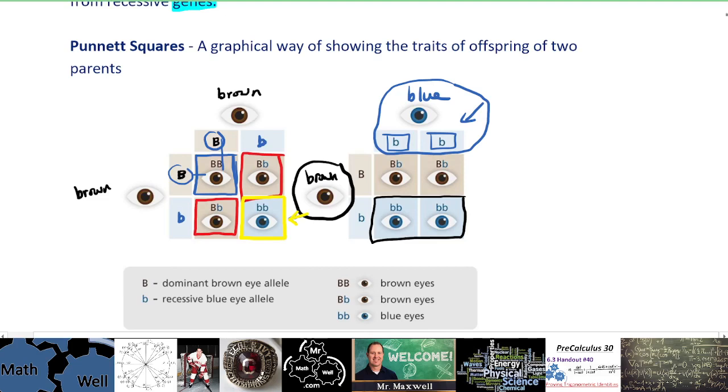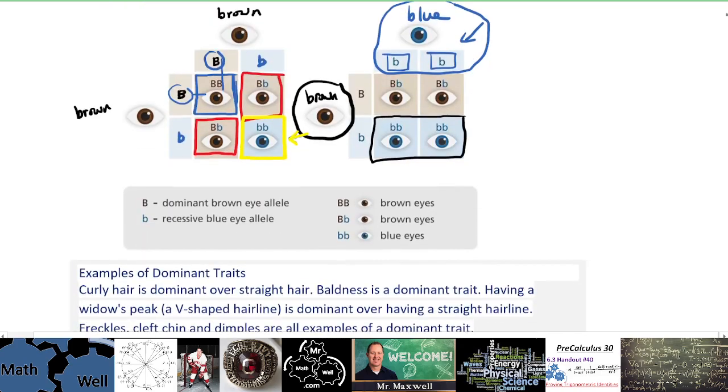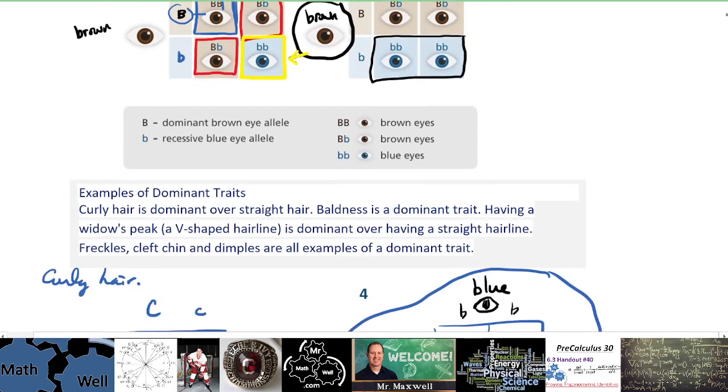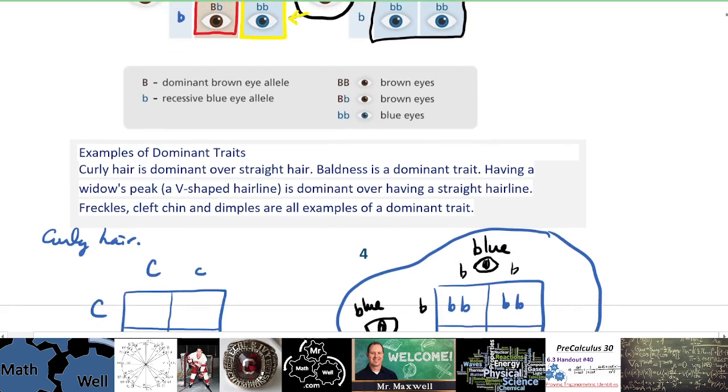So are blue eyes always a recessive trait? Yeah, no, blue eyes are, okay, so here are some examples of dominant traits, and yeah, they don't really flip. It doesn't really flip like that, no. Blue eyes wouldn't become a dominant trait necessarily.